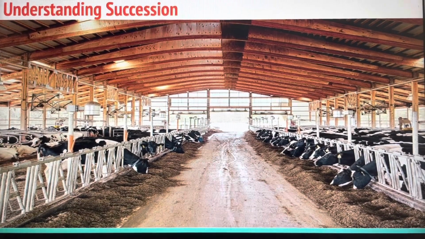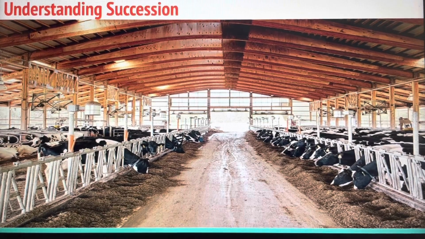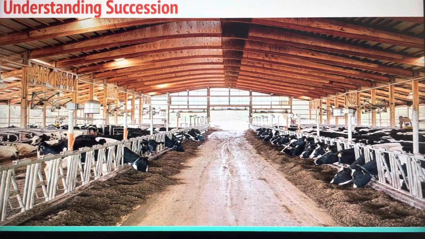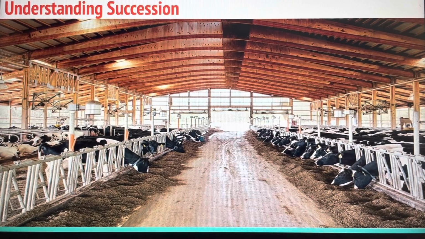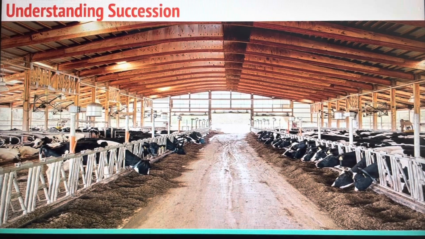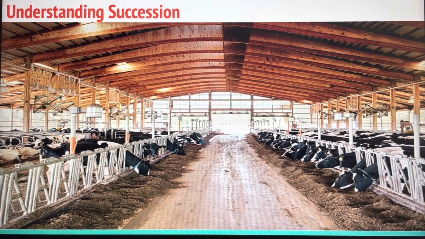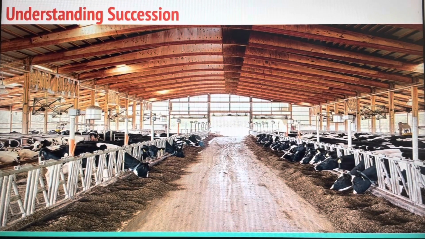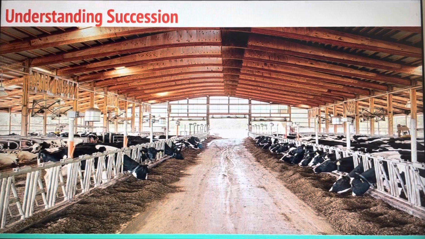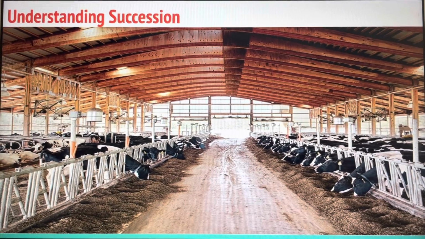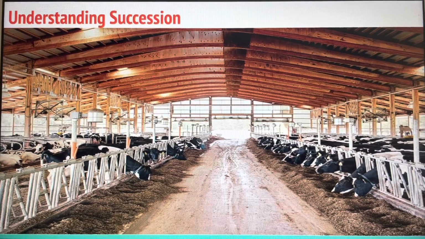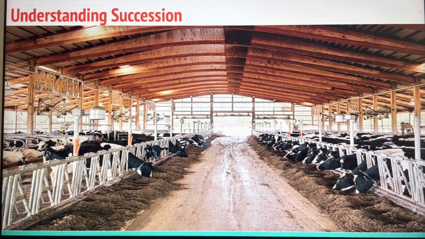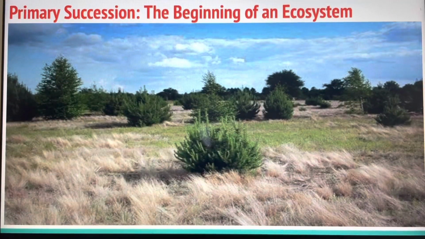Understanding succession. Succession refers to the gradual process of changes and development in an ecosystem over time. It typically involves a series of stages, each characterized by different species and environmental conditions. In the case of cow feces, succession begins when the feces are deposited on the ground. Initially, the feces provides a nutrient-rich substrate for microorganisms such as bacteria and fungi. These microorganisms begin to break down the organic matter in the feces, releasing nutrients such as nitrogen and phosphorus into the soil.